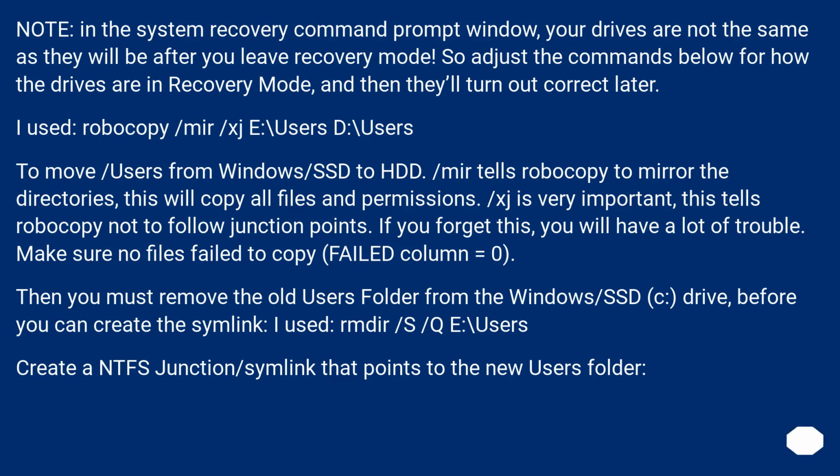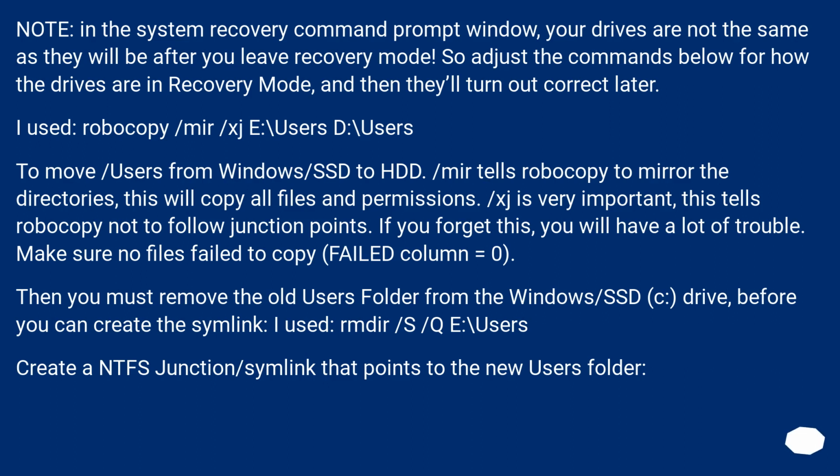I used robocopy /mir /xj E:\users D:\users to move \users from Windows/SSD to HDD. /mir tells robocopy to mirror the directories. This will copy all files and permissions. /xj is very important. This tells robocopy not to follow junction points. If you forget this, you will have a lot of trouble. Make sure no files failed to copy, failed column equals 0.